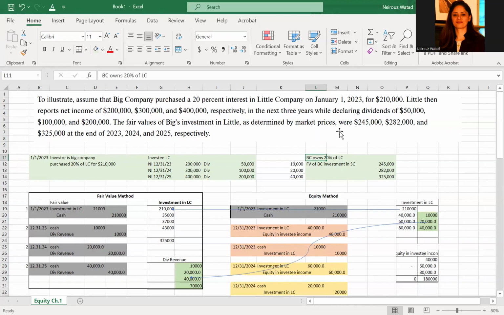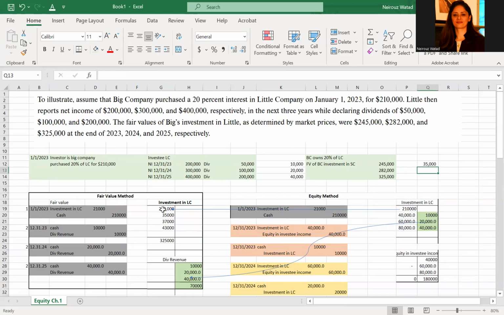The fair market value or the fair value of BIG's investment in LC. So it was 210, now it's 245. So 245 minus 210, there is an increase of 35,000. There is an entry here to debit investment in LC 35,000 and credit unrealized holding gain.